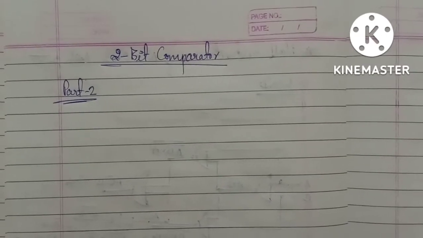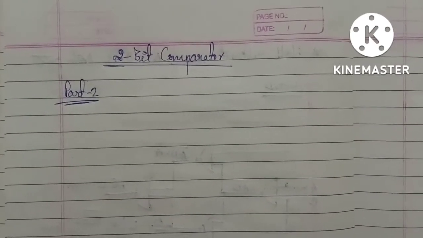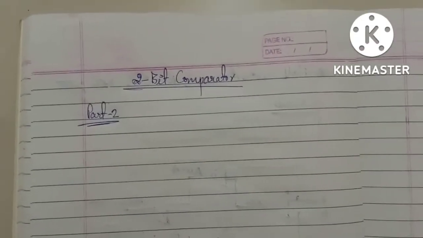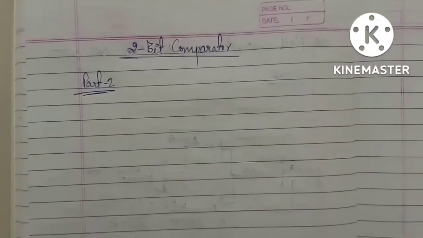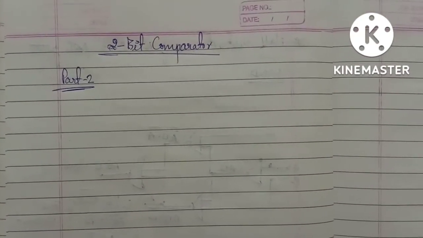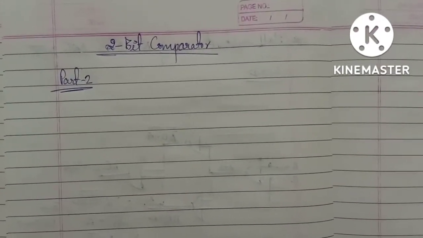I am continuing the 2-bit comparator, part 2. I already completed the first part. Basically, videos of more than 15 minutes are not allowed, which is why I am splitting this 2-bit comparator into two parts. So let's continue with the continuation part of the 2-bit comparator.